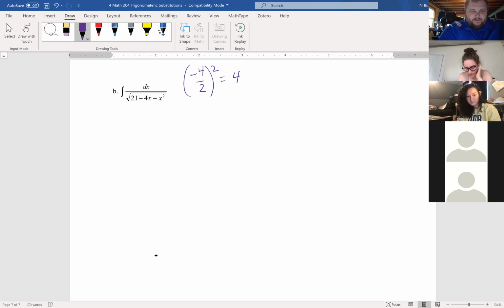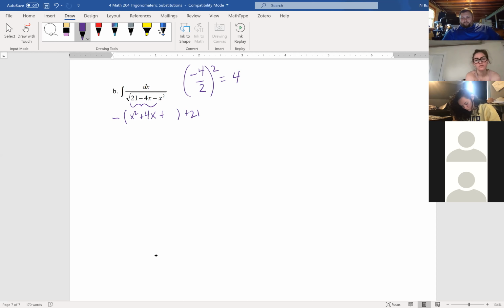Now the next thing I'm going to do is go ahead and factor out a negative sign. So that's going to be x squared plus 4x. I'm going to leave a space plus something else. And then I'll leave the 21 outside.